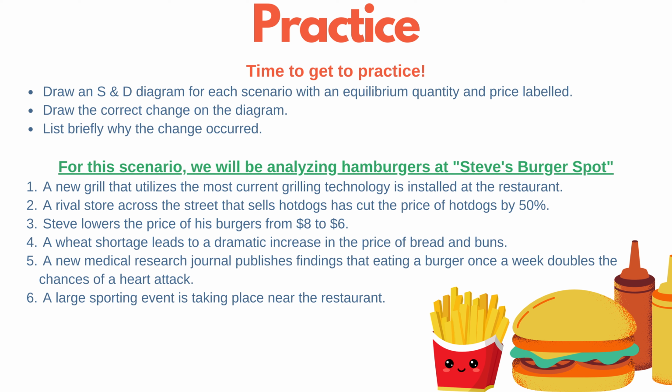Here are some practice questions where you will analyze the supply and demand for a hamburger restaurant called Steve's Burger Spot. You must draw a different diagram for each scenario. You should read the scenario and determine what impact the event will have on the curves and briefly list why this change occurs. Pause the video now and take a few minutes to go through these. Let's see how you did.